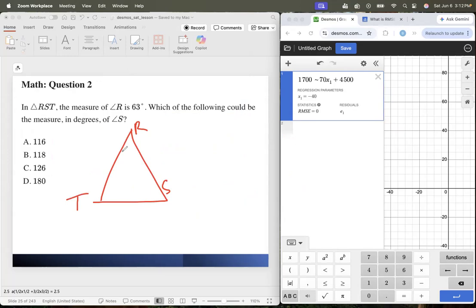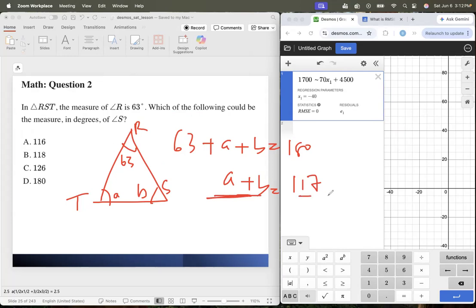And they're telling me the measure of R is 63. I don't know the others, so I'll put A and B. But I know the total of 63 plus A plus B should be equal to 180. That means A plus B should be equal to 117. If these two numbers are adding up to 117, they cannot be greater than 117. You cannot get a negative angle.